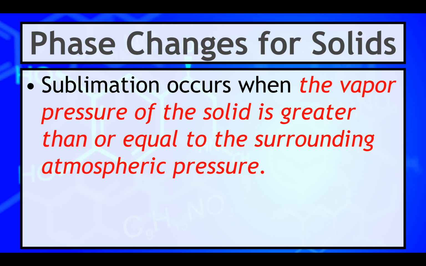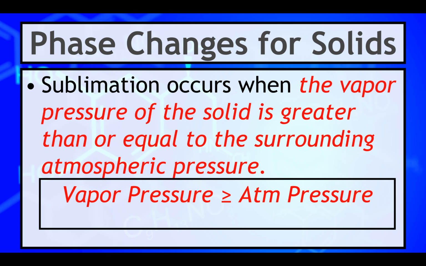Sublimation is going to occur when the vapor pressure of the solid is greater than or equal to the surrounding atmospheric pressure. So whenever vapor pressure is greater than atmospheric pressure, you're going to have sublimation. The substances are going to go straight from a solid to a gas without going through the liquid phase.